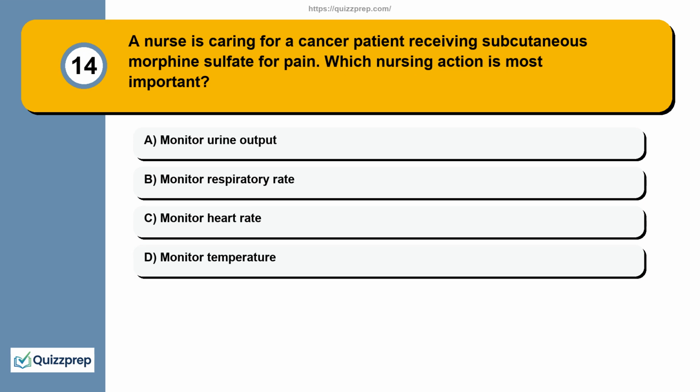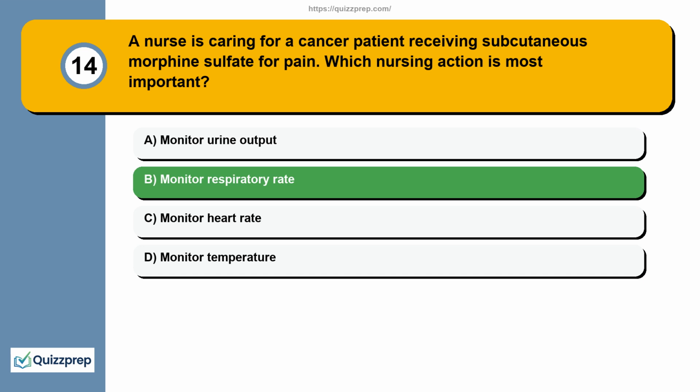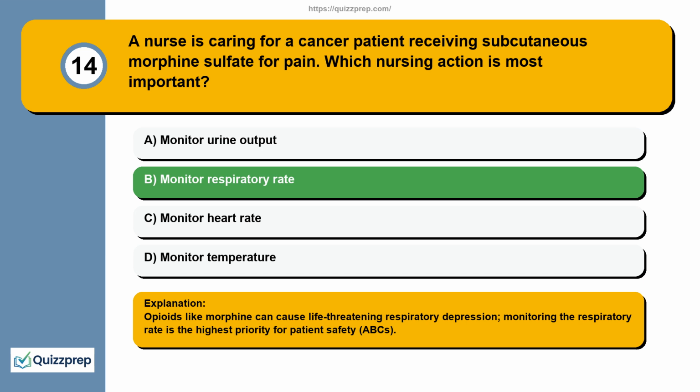Question 14. A nurse is caring for a cancer patient receiving subcutaneous morphine sulfate for pain. Which nursing action is most important? Monitor urine output, monitor respiratory rate, monitor heart rate, monitor temperature. Opioids like morphine can cause life-threatening respiratory depression. Monitoring the respiratory rate is the highest priority for patient safety. ABCs.